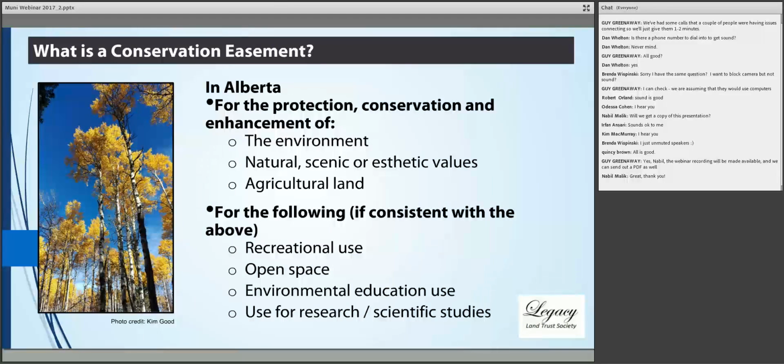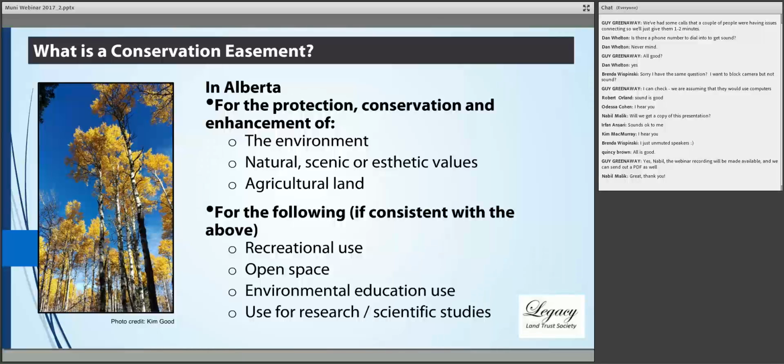So in Alberta, what we can do conservation easements for are the protection, conservation, and enhancement. And the lawyer that we use for Legacy Land Trust really stresses protection, conservation, and enhancement for the environment, nature, scenic, or aesthetic values, as well as agricultural land. As far as I am aware, there has not been one done for the natural, scenic, or aesthetic values, but there is a possibility that there has been one. I just haven't been able to pull the easement itself or talk to the people who entered into it yet.